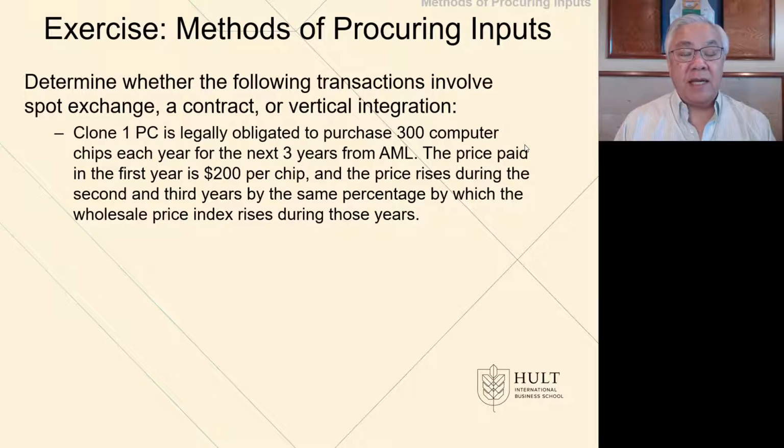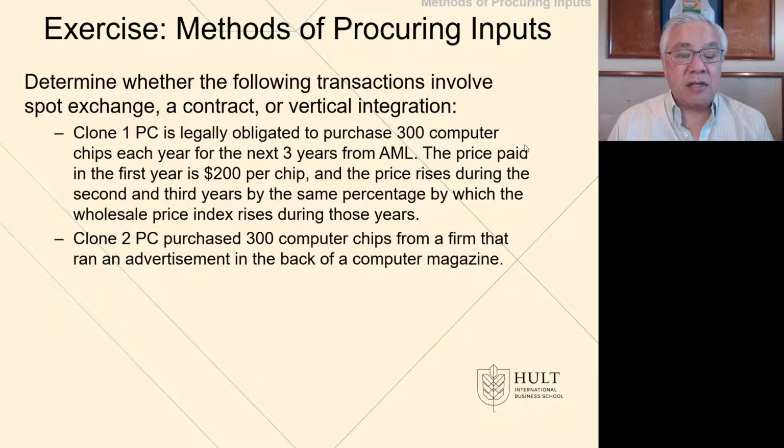Here are three examples of ways to acquire resources or inputs. Clone 1 PC is legally obligated to purchase 300 computer chips each year for the next 3 years from AML. The price paid is $200 per chip in the first year, and the price rises based on a percentage of the wholesale price index over years 2 and 3. That is what? It is a contract. It's a contract because it spans time, there are specified delivery prices, and it is a relationship between two parties formalized in a written agreement, namely a contract.